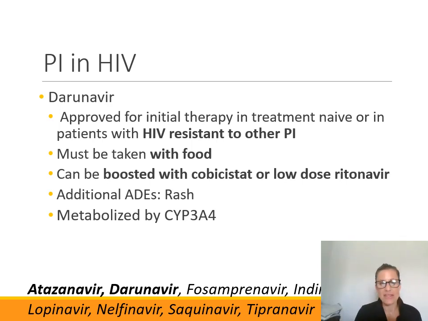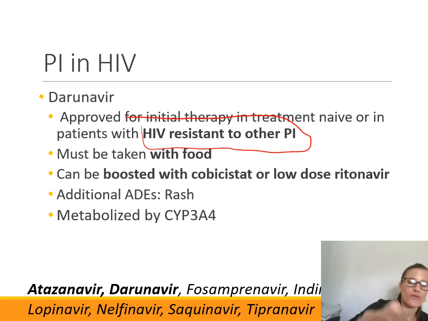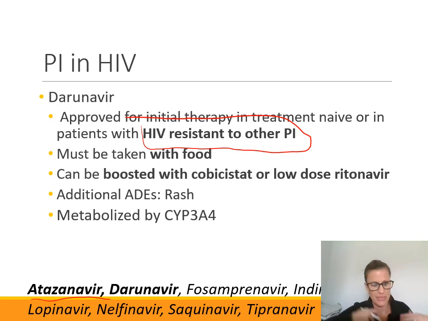Darunavir is approved for initial therapy in treatment-naive patients or in patients who are resistant to other protease inhibitors. So atazanavir is in your normal patient, your initial regimen. But if the patient is resistant to that atazanavir, then darunavir is the drug that you would put them on. But it can also be given initially as well.